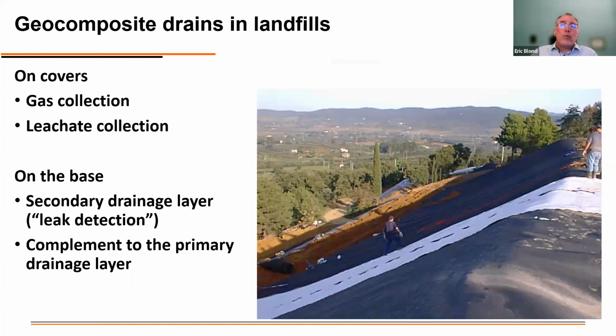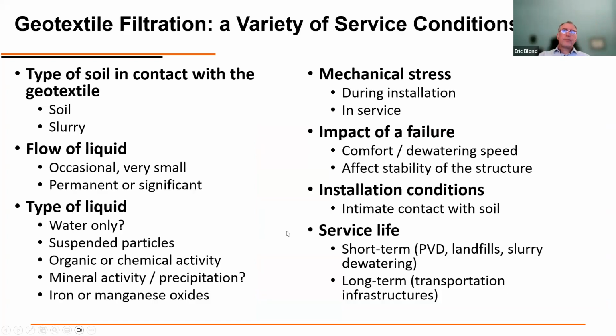In landfills, we use geosynthetics and geotextiles in gas collection layers and leachate collection layers. On the base, we have a secondary drainage layer for the leak detection, and we can sometimes use them as a complement to the primary drainage layer. It is not always accepted in every regulation, but it is an interesting way to reduce the thickness of the granular layer, or to weaken the requirements for the primary drainage layer in the base of landfills.